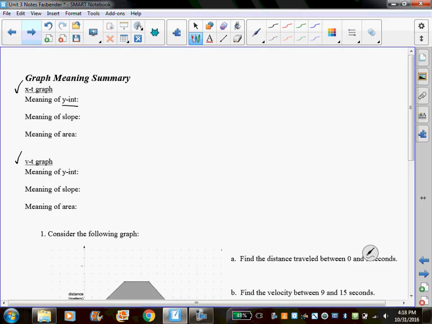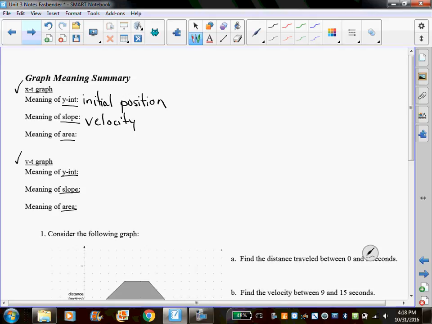We're always interested in looking at the y-intercept of a graph, the slope of a graph, and the area of a graph. But the meanings of those three things change whether we are looking at a position versus time graph or a velocity versus time graph. So on a position versus time graph, the y-intercept tells us the initial position of the object. The slope of that graph tells us the velocity of the object.